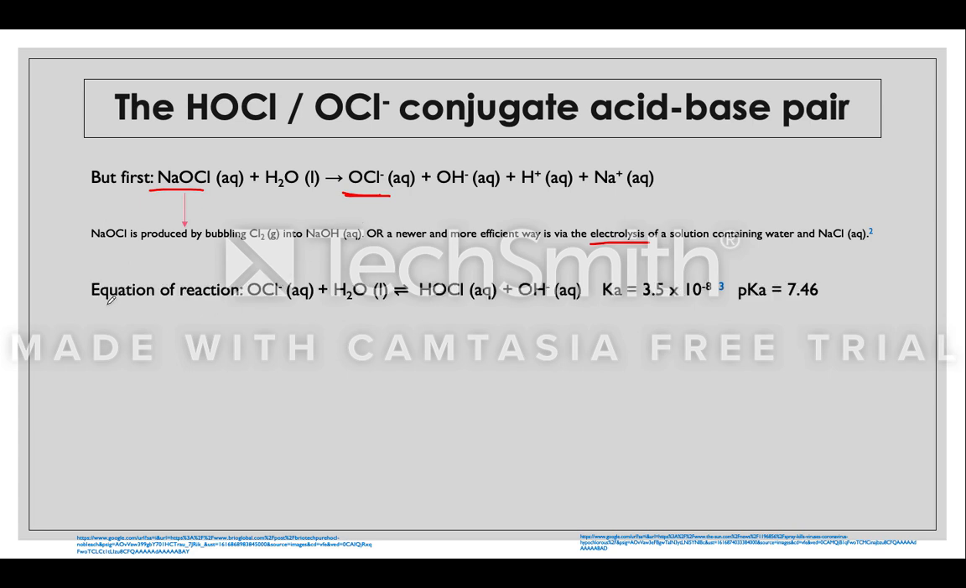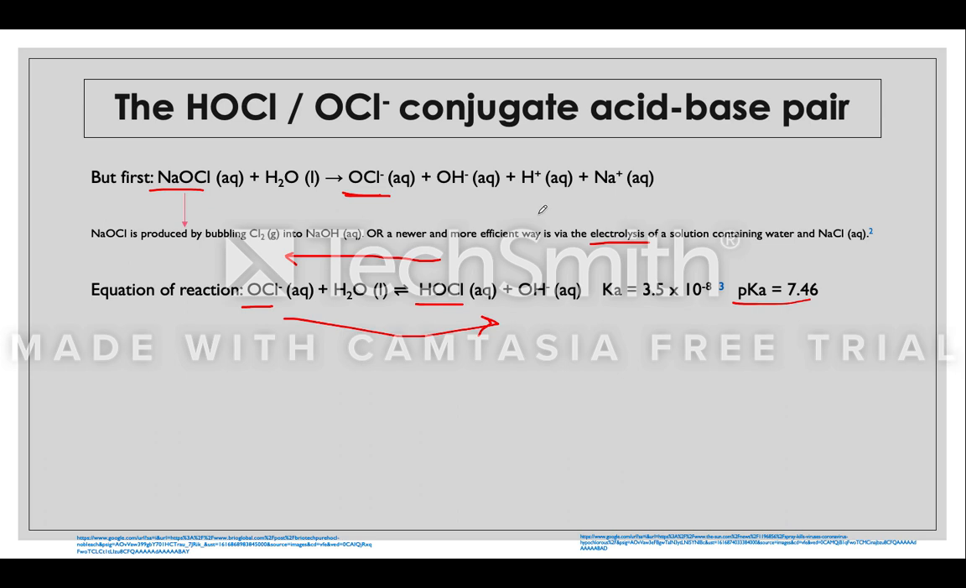So here's the equation of the reaction. We have this hypochlorite in a solution of water. It's going to form hypochlorous acid and some hydroxide. The Ka of this is 3.5 times 10 to the negative 8. We take the negative log of that. The pKa would be 7.46. Since this would be the conjugate acid because it has an H and this one doesn't, the pKa actually represents the direction of the equation that way. So the pKb would be representing this way of the equation.